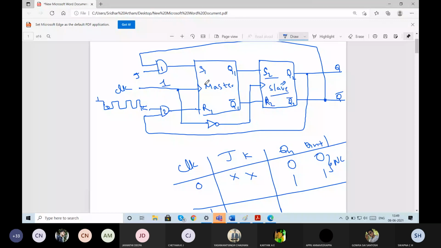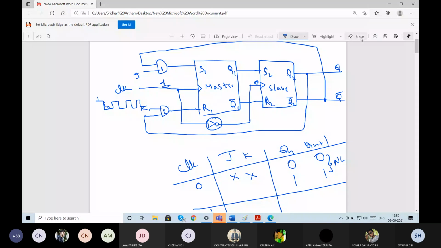If the clock signal value is 1, the master will get clock value 1. What about the slave? What will be the value for the slave? It will be 0, right? Why? Because the clock input is given through the inverter here, so the slave clock signal will become 0. When the slave clock is 0, will it change its state? No, it will remain in the same state. That is what I'm saying: the slave will be inactive when clock is equal to 1.